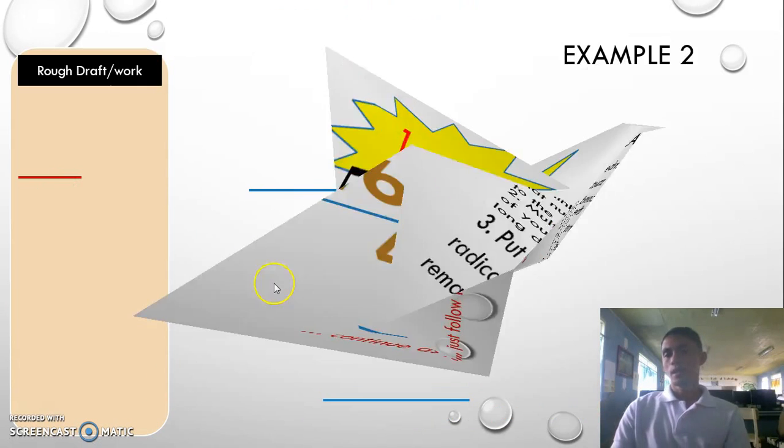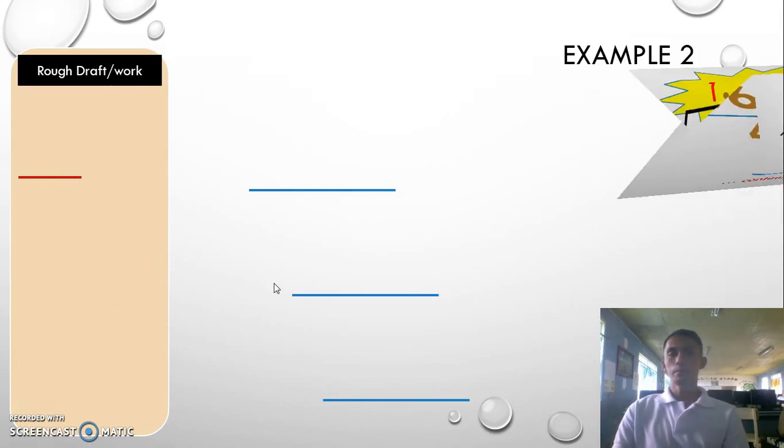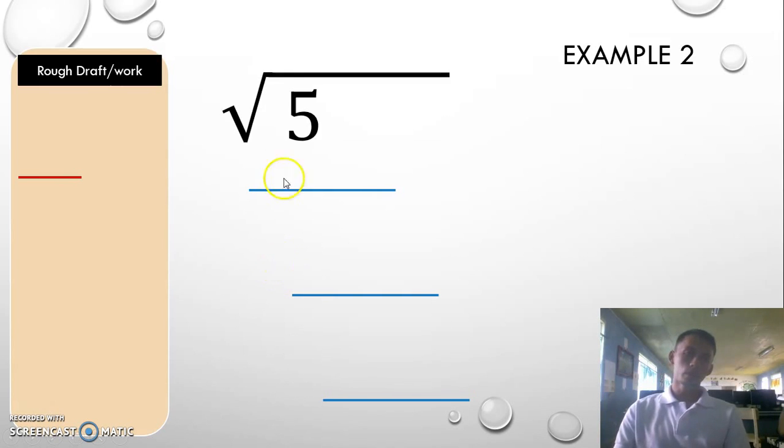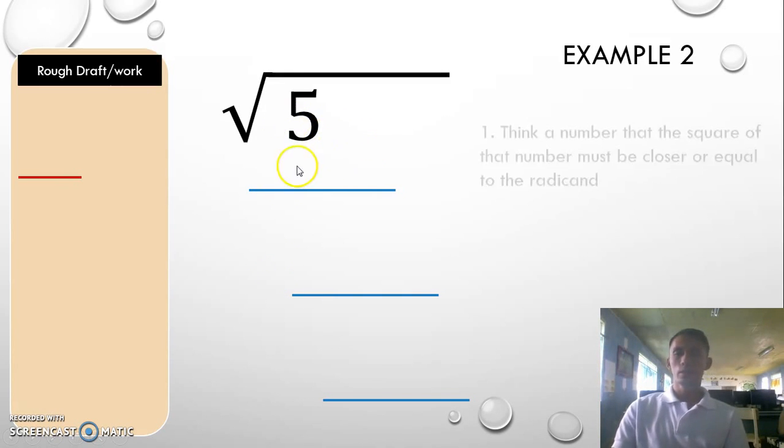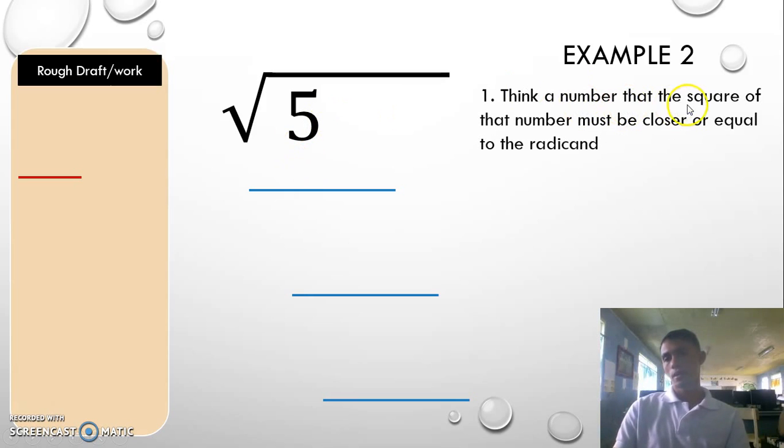Now, next example, example number 2, square root of 5. So step number 1, think of a number whose square is closer or equal to the radicand, the 5. What do you think? So 2. 2 times 2 is 4. If you have 2, you put also 2 here.